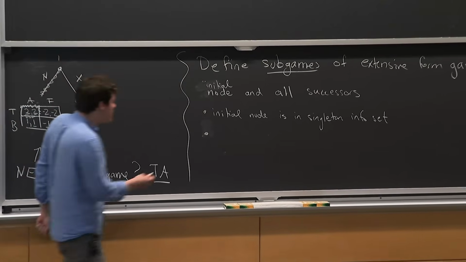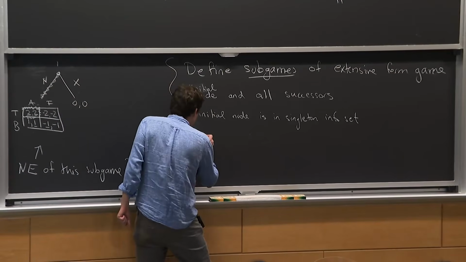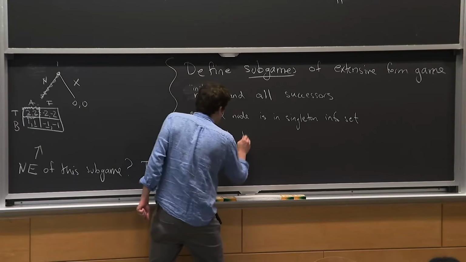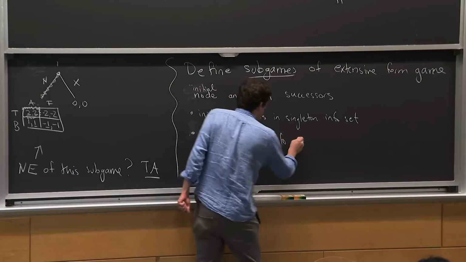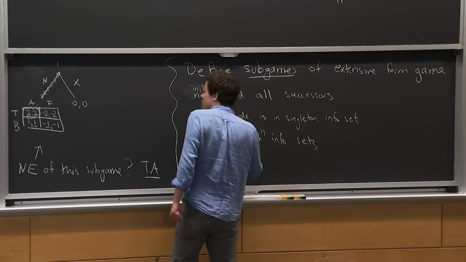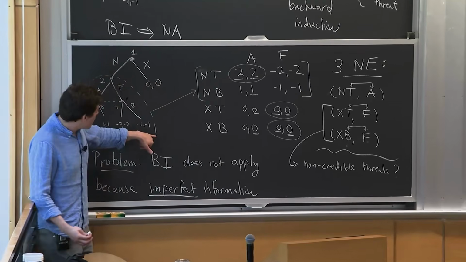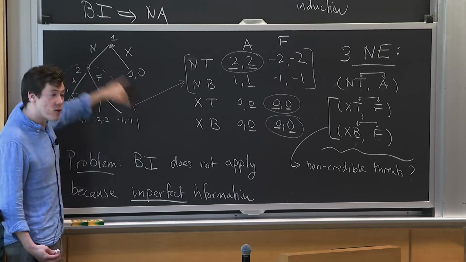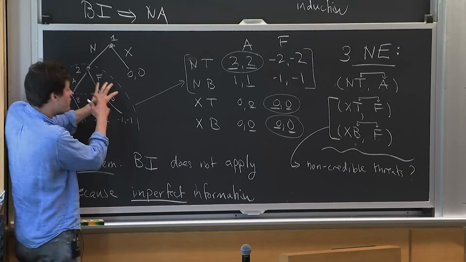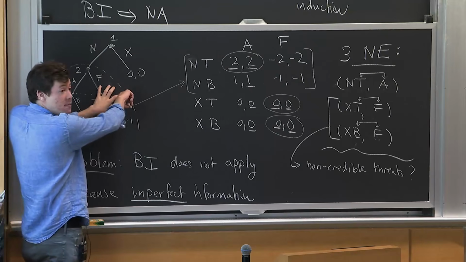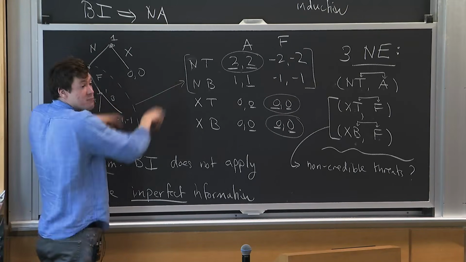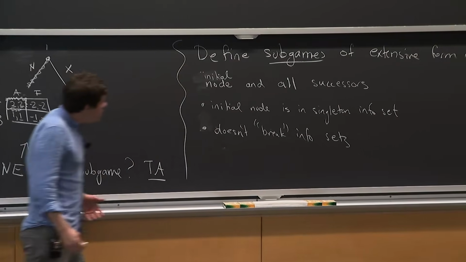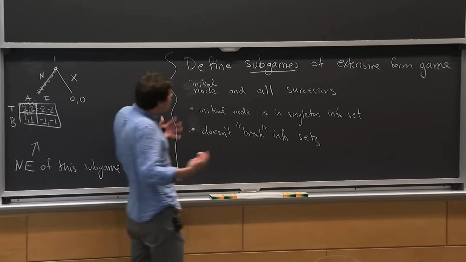And then the second requirement is that the subgame doesn't break information sets. Let's say what this means in words. Breaking an information set, what I mean by that is I take a node and all of its successor nodes. I kind of draw a box or a curve around all these nodes. And I need to make sure that there's no information set that includes nodes in this game and also nodes outside the game. That would be what I mean by breaking the information set. And under these conditions, we indeed have a subgame.